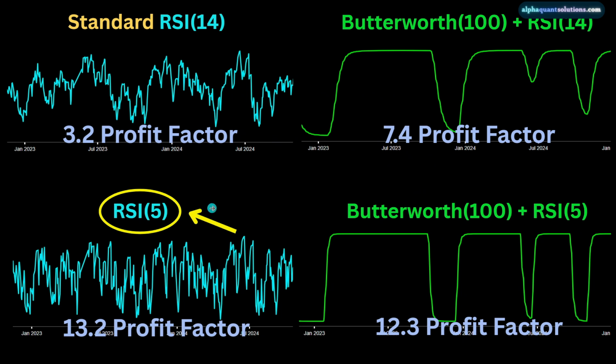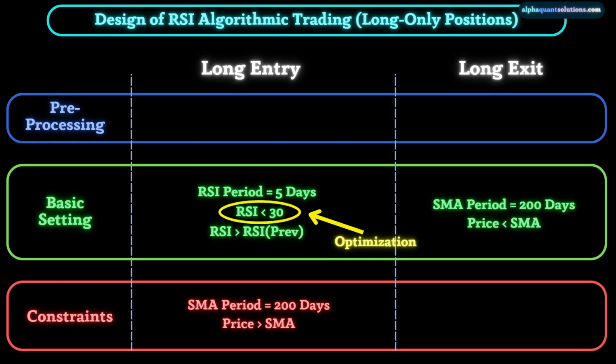Now, let's do the following. Now we will focus on the RSI 5 without any filter. And we will now give you an example of how to actually improve this algorithm and do some optimization. So if we look back at the full logic of this algorithm, there is no pre-processing anymore. And this step is empty because we do not apply any filtering.